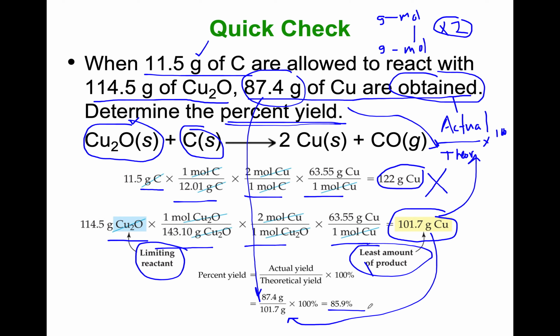So that's the bulk of this chapter, calculations: grams, moles, particles. But really we just did grams to moles, and then the mole ratio, and then moles to grams, or you just went to moles directly. Those are the heavy calculations.